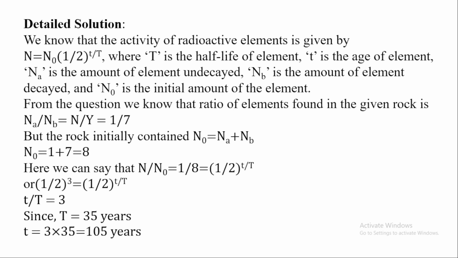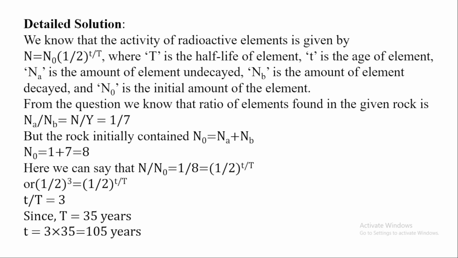So we'll use the formula N is equal to N0 multiplied by 1/2 raised to the power of small t divided by capital T. Here the capital T is denoting the half-life of the element, the T half. The small t is denoting the age of the element, N is the amount of undecayed element that is present, and N0 is the initial amount of element that is present.